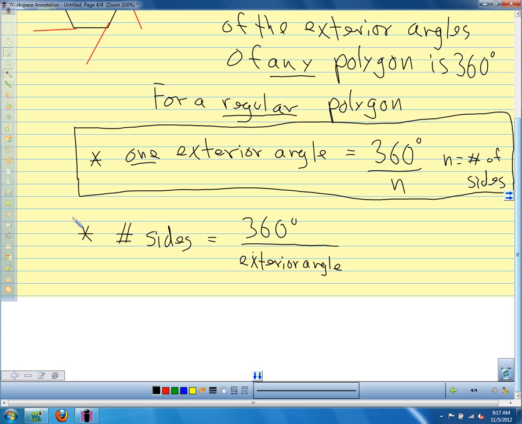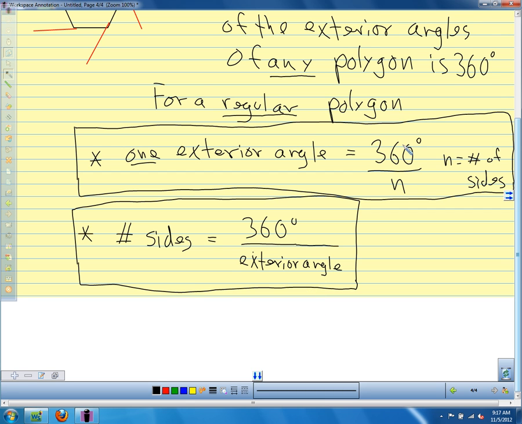So this is our fourth important formula of the day. For a regular polygon, the number of sides is 360 degrees divided by one exterior angle. So we have formulas for the sum of the interior angles, for one interior angle, for one exterior angle, and for the number of sides if we know an exterior angle.